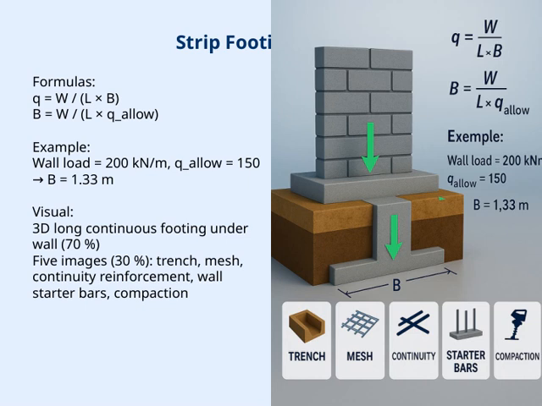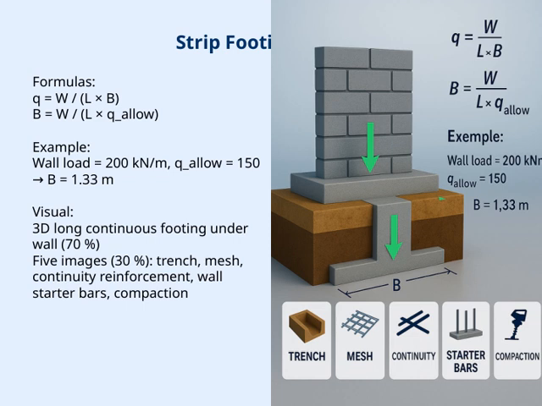Let's talk about strip footing design. On this slide, you'll see some key formulas that help us determine the dimensions of a strip footing. The first formula, Q equals W divided by L times B, is used to find the actual pressure exerted by the load on the footing. W is the wall load, L is the length of the footing, and B is the width.